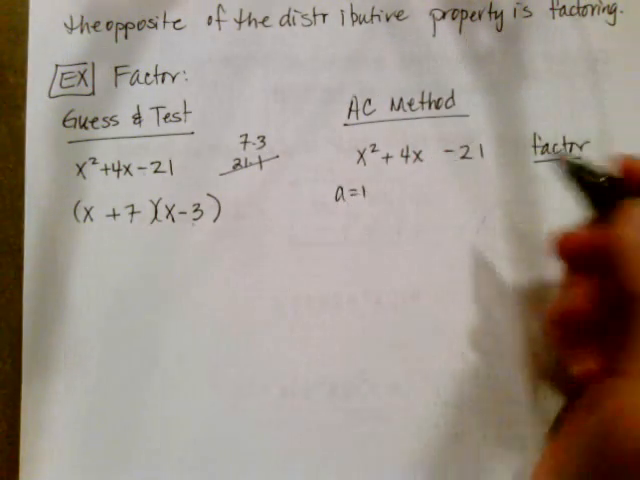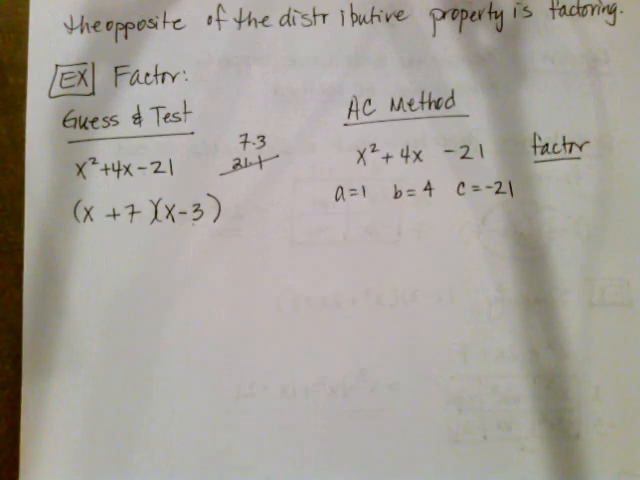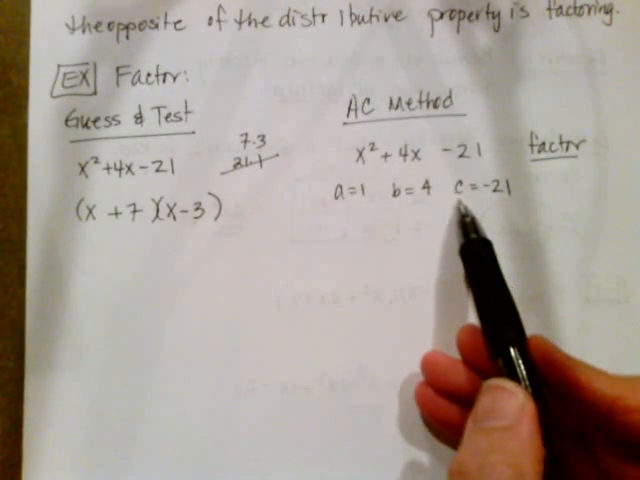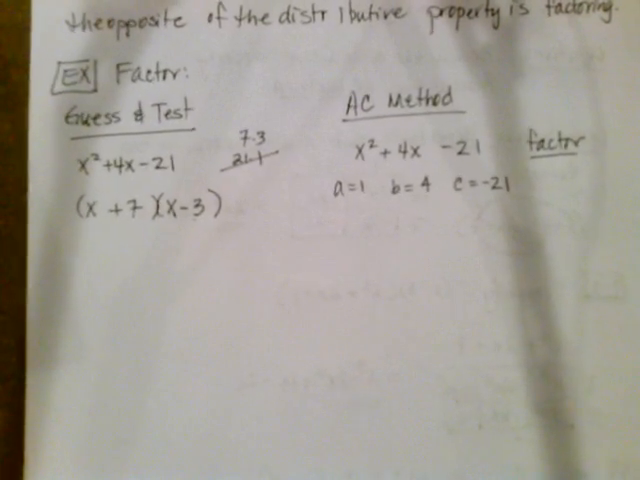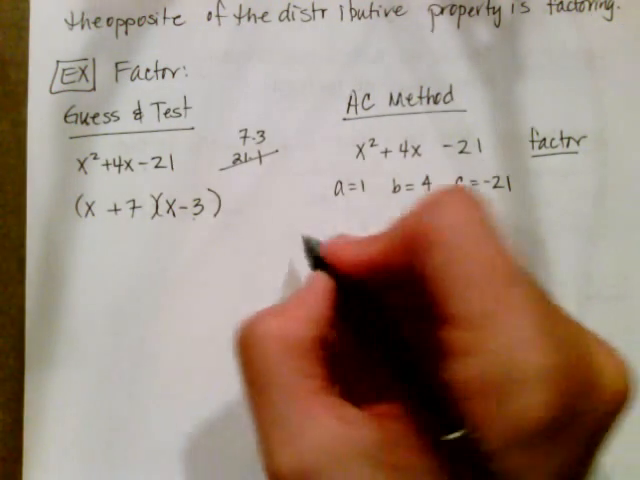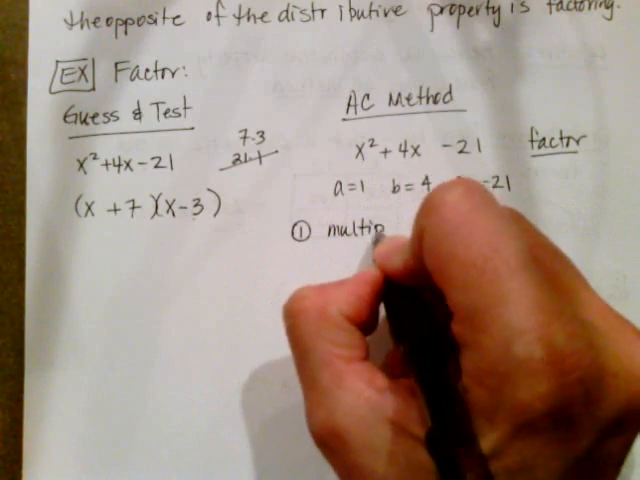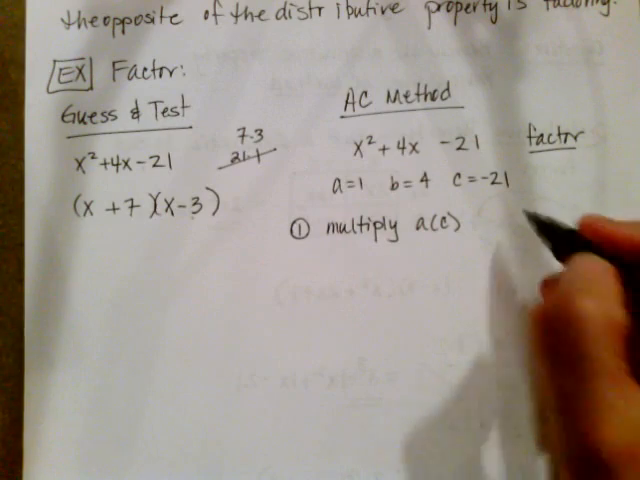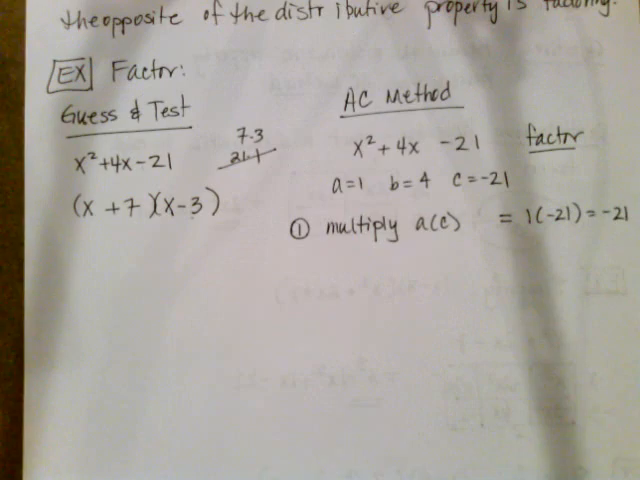My A is 1, my B is 4, and my C is a negative 21. And that's just using the coefficients from our quadratic formula. So we've already seen that information in the past. Okay? Alright, so since it's called the AC method, the first step is to multiply A and C together. So I'm going to multiply A and C. So when I do, I get 1 times a negative 21, which is a negative 21.